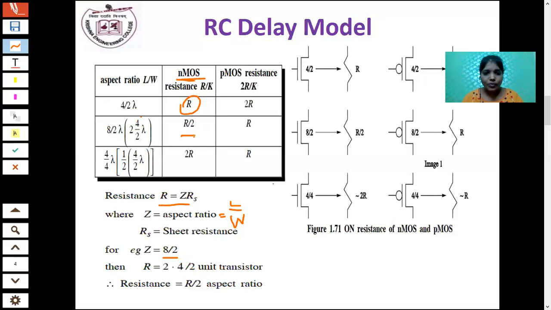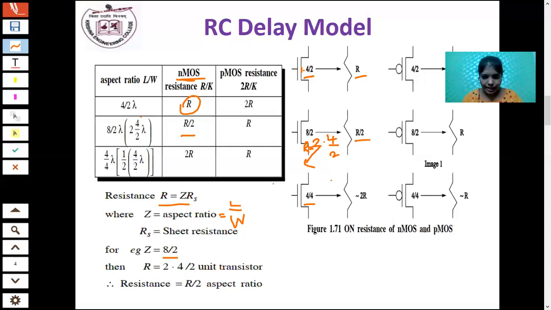For example, if it is 4 by 2, I already told you 4 by 2 is the minimum size, a unit sized transistor. For that I can write the resistance value R, because the factor of 4 is 1 into 4, so I will get the resistance value R. If it is 8 by 2, I can write it as 2 into the unit size transistor, which is 4 by 2. So the resistance is 2 into 4 by 2, this 2 will go to this side, and you will get the resistance value of R by 2.